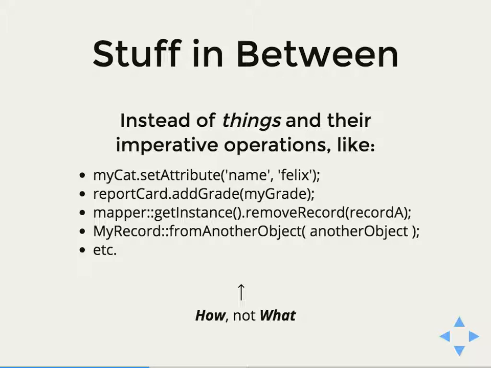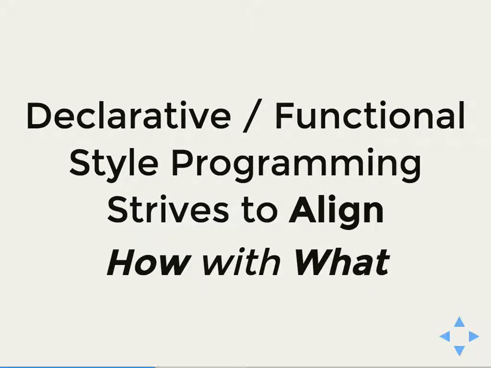Instead of things with imperative operations like these, set attribute, add grade, etc., the declarative or functional style programming strives to align how with what.